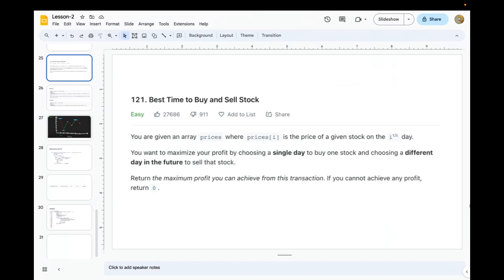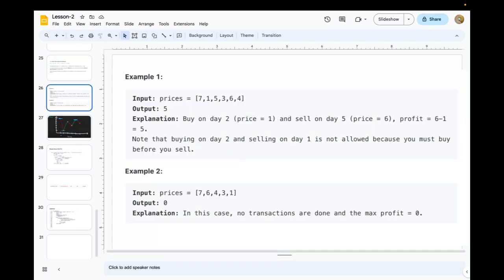Cool. Problem 121, called best time to buy and sell stock. So let's read the problem. You're given an array of prices where prices[i] is the price of a given stock on the ith day. You want to maximize your profit by choosing a single day to buy one stock and choosing a different day in the future to sell the stock. Now you have to return the maximum profit that you can achieve from the transaction, and return zero if you cannot achieve a profit.